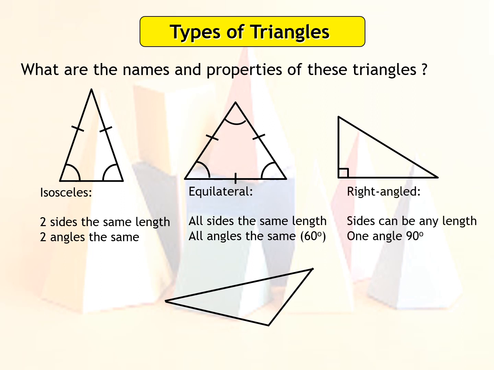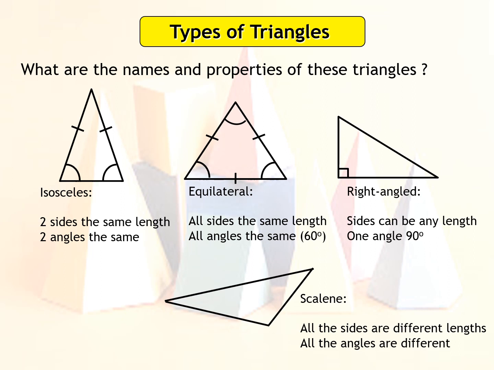And then we also have the right angled or right triangle. Sides can be of any length and there is one angle which measures 90 degrees. And we have the last one, the scalene triangle. All the sides are different lengths and all the angles are different. So there are no sides that are congruent.